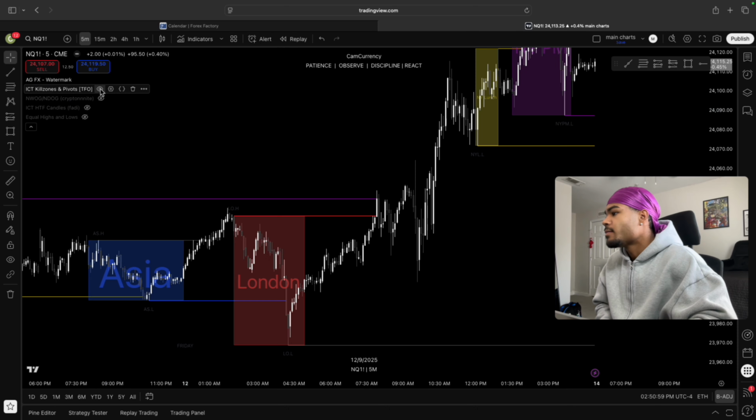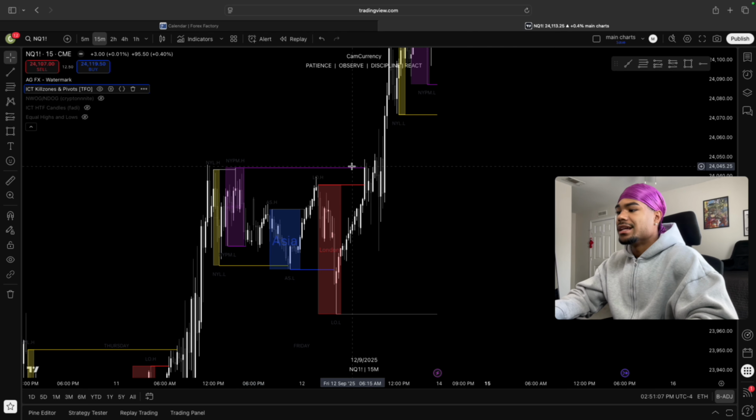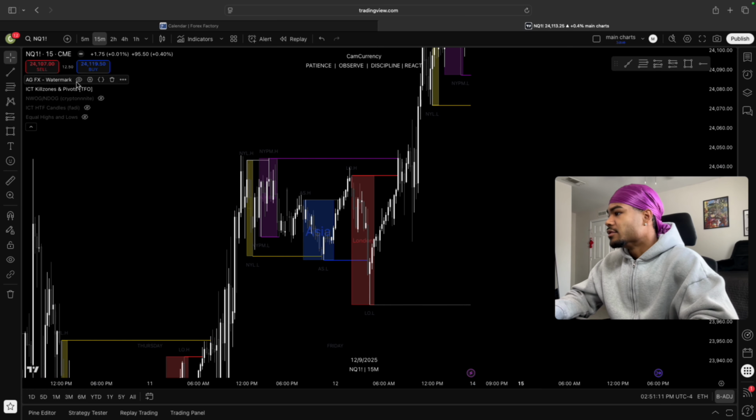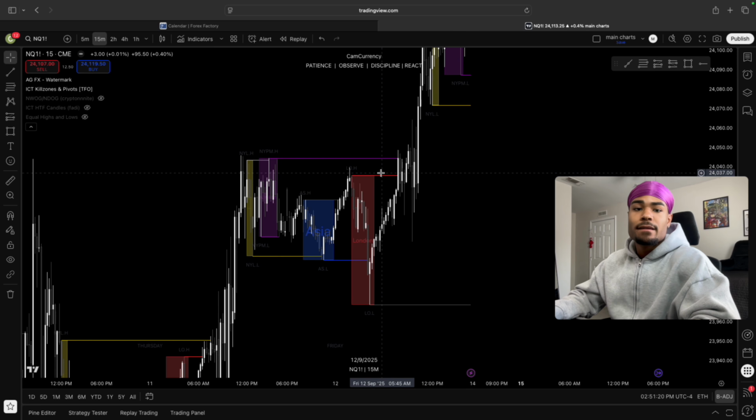The second one, ICT Killzones and Pivots. Now this is going to be probably my main one that I use on a daily basis. What this indicator basically does is it just highlights every single market high and low. This makes it a lot easier for me to identify Asia high and low, London high and low, previous sessions, potential draws on liquidity. That is exactly what all of these are. Every high and low is a draw on liquidity.